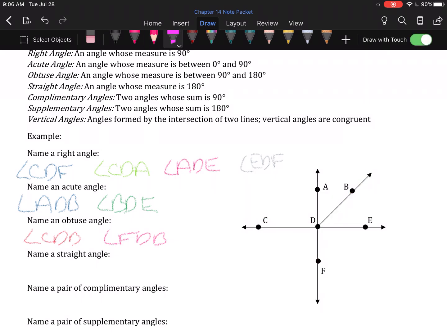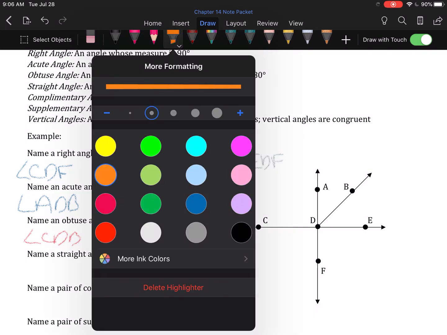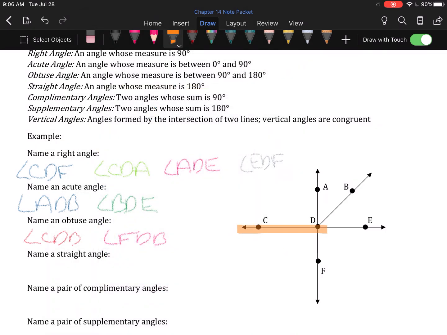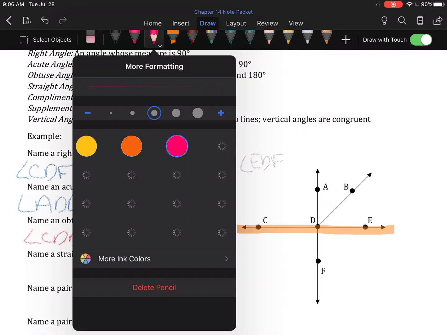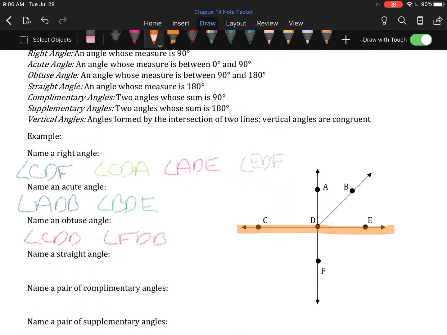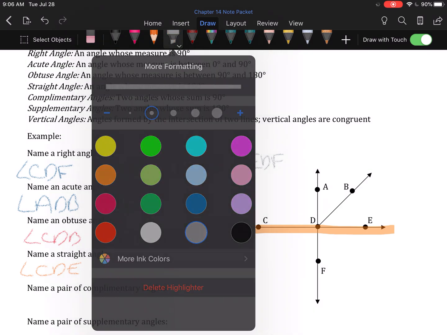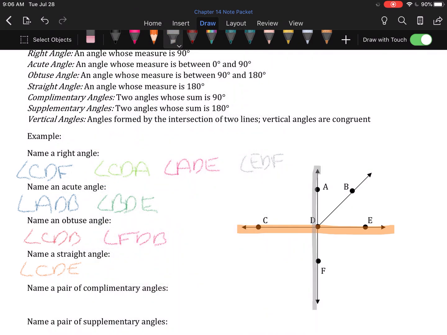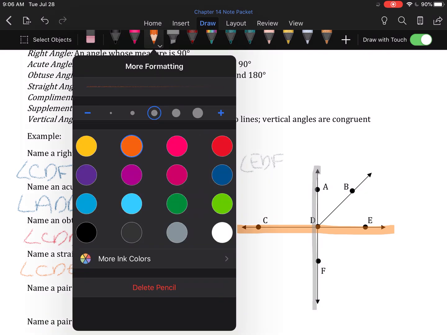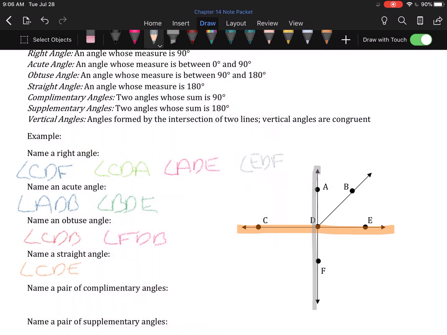A straight angle is an angle whose measure is 180 degrees. It's a line. So there's one straight angle, angle CDE, and the other on this diagram is angle ADF.